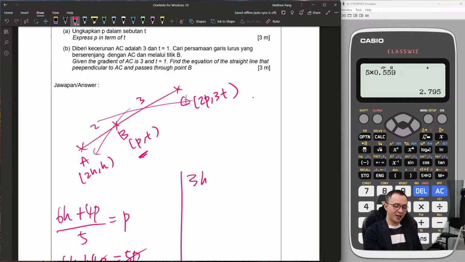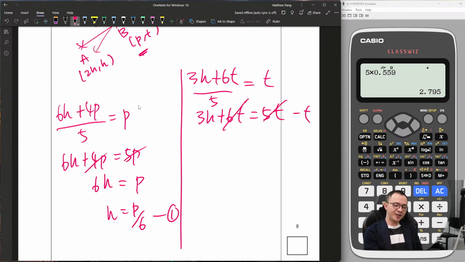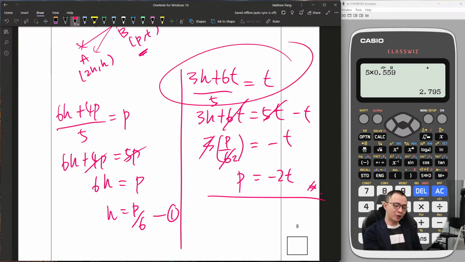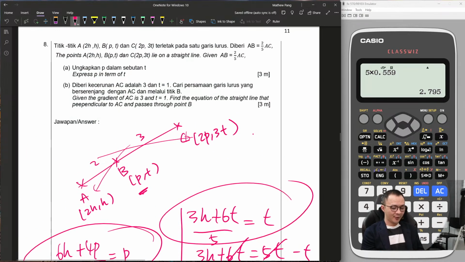I do the same thing for the Y coordinate. 3 times H is 3H, 2 times 3T is 6T, divided by 5 equals T. I'm going to solve this one really fast. 5T. If I solve it, I get negative T here. So 3H, my H is P/6, equals negative T. Then simplified, P equals negative 2T. P in terms of T. Done. So basically I take the Y coordinate and X coordinate and then do the substitution. That's all.